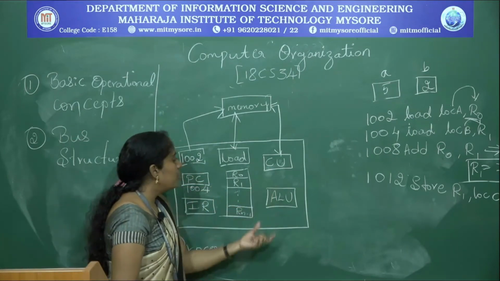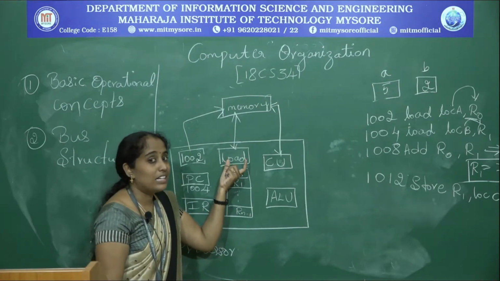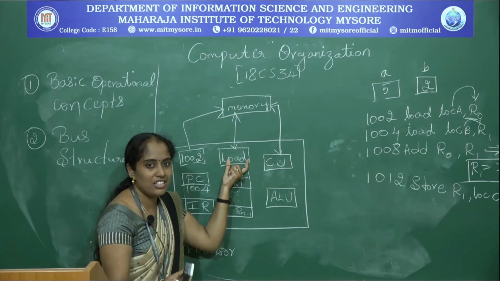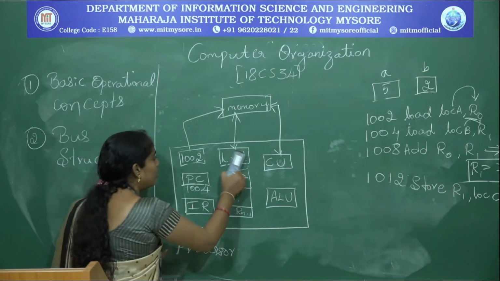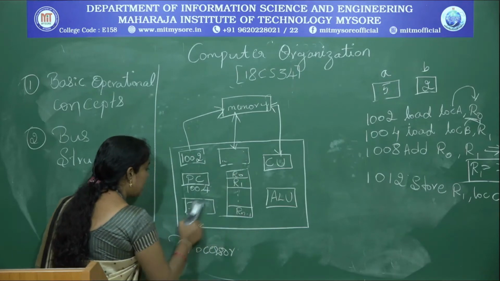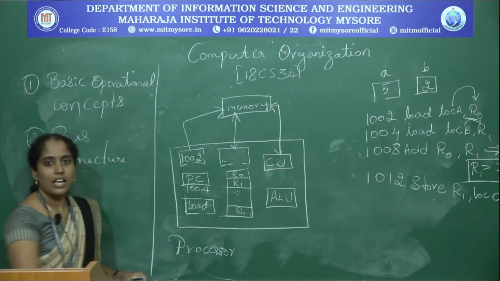Now your CU will check this. Yes, this is the instruction, right? So that instruction will be stored in which register? It is stored in the IR register. So now this load will be sent to the IR register. This is load now. Okay.